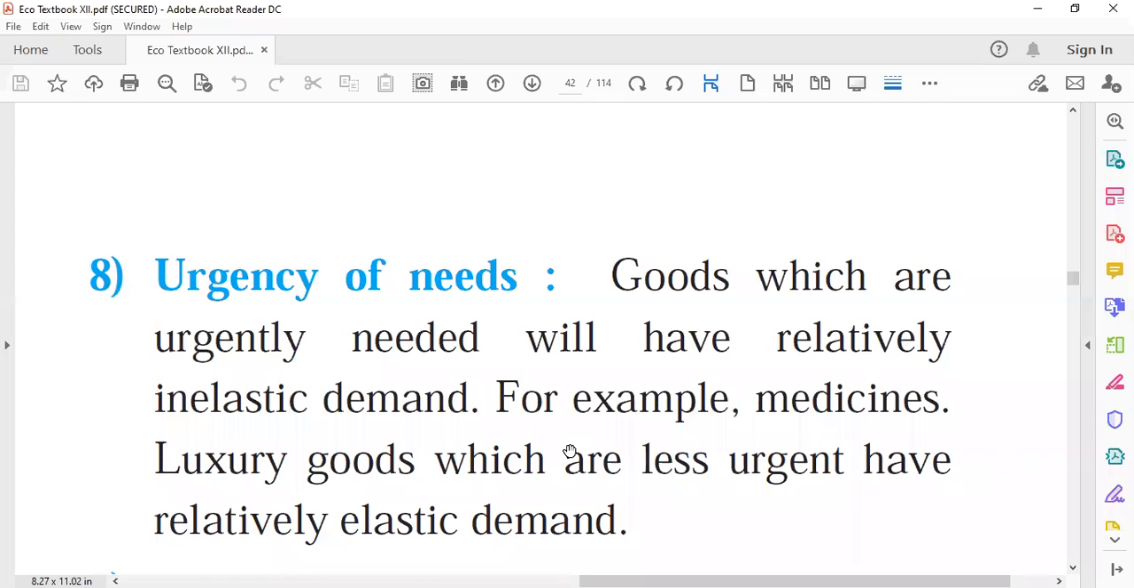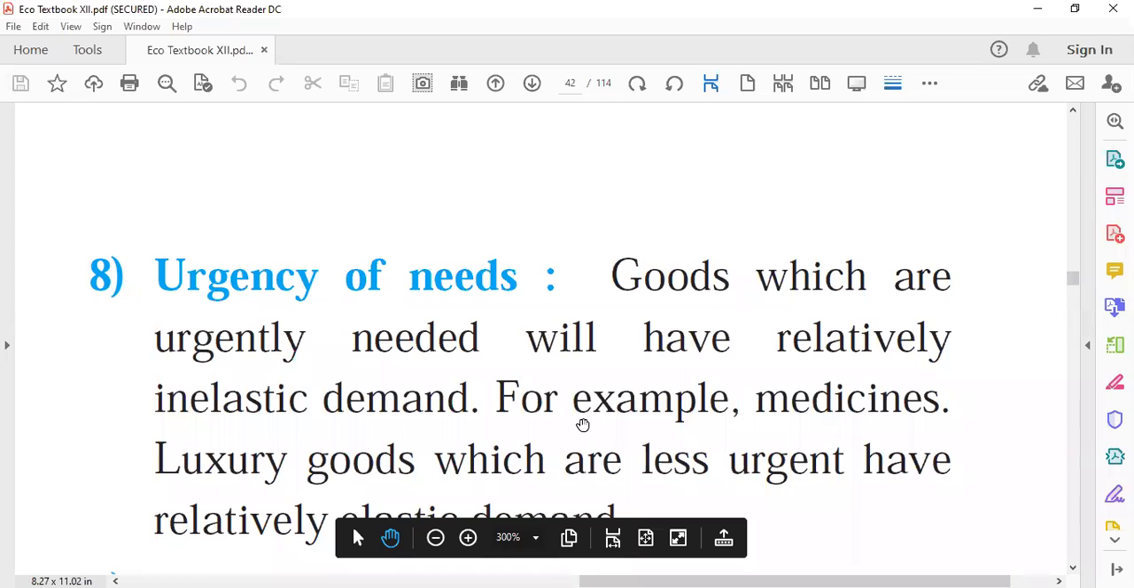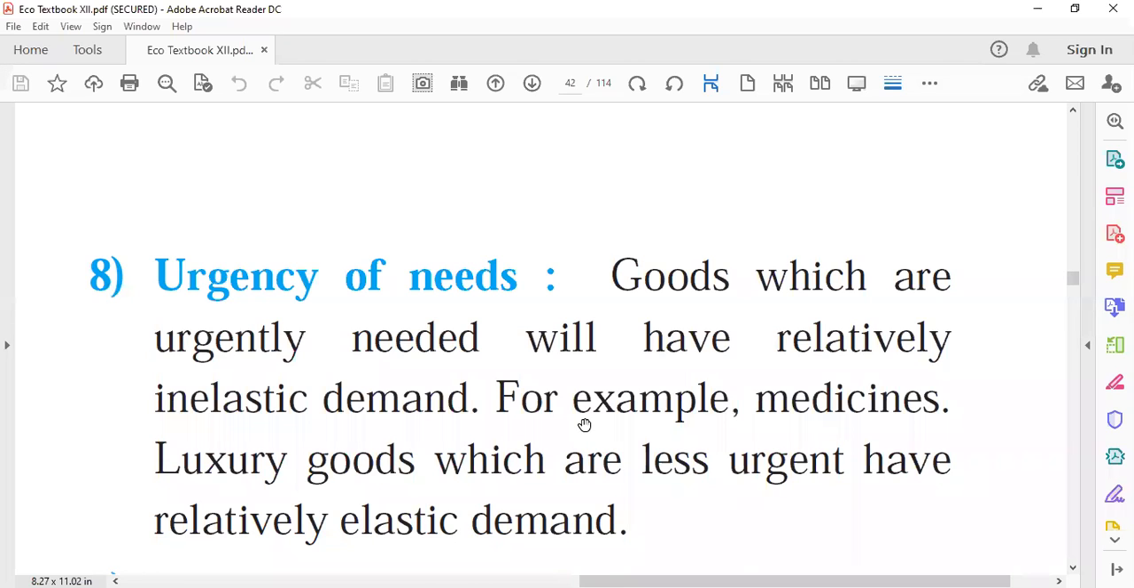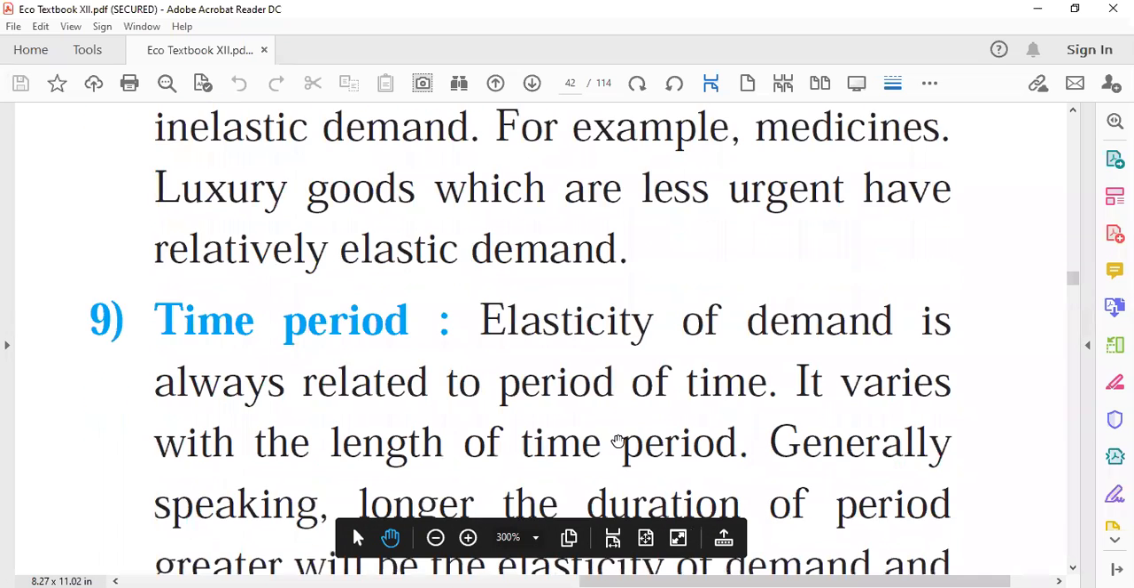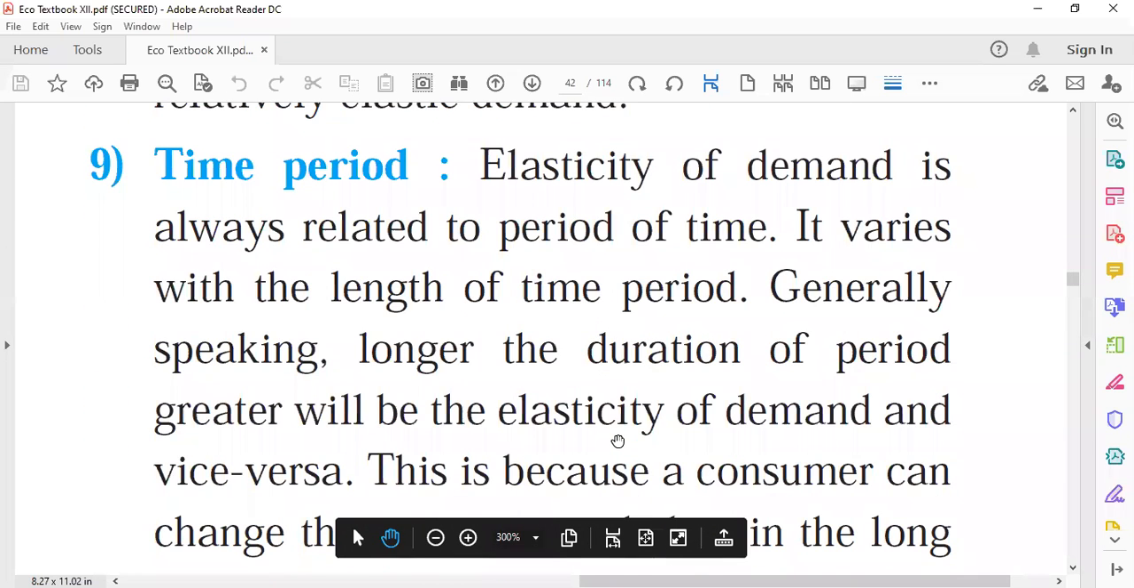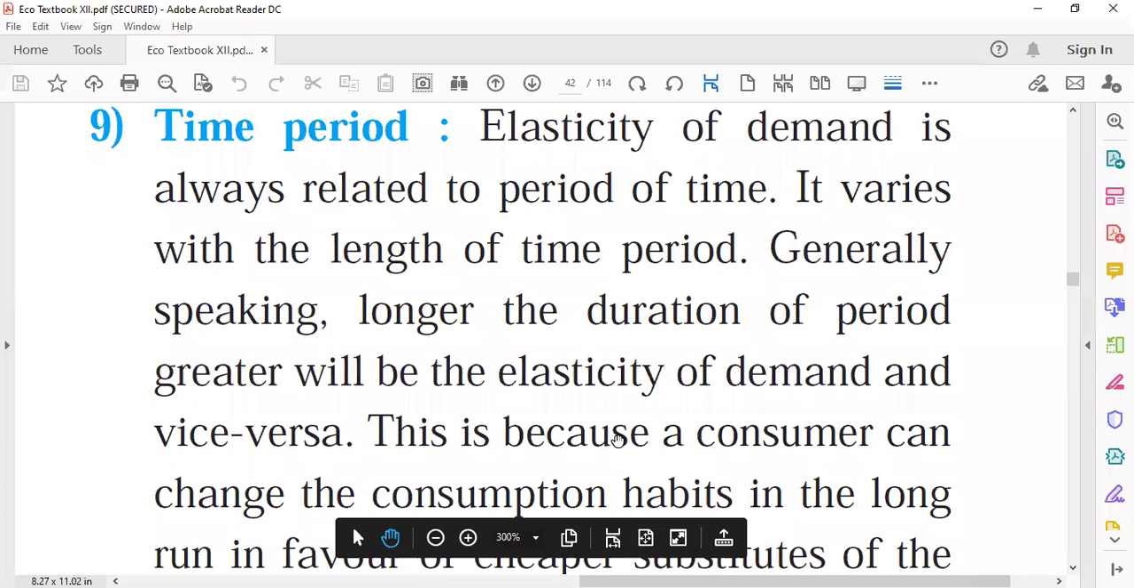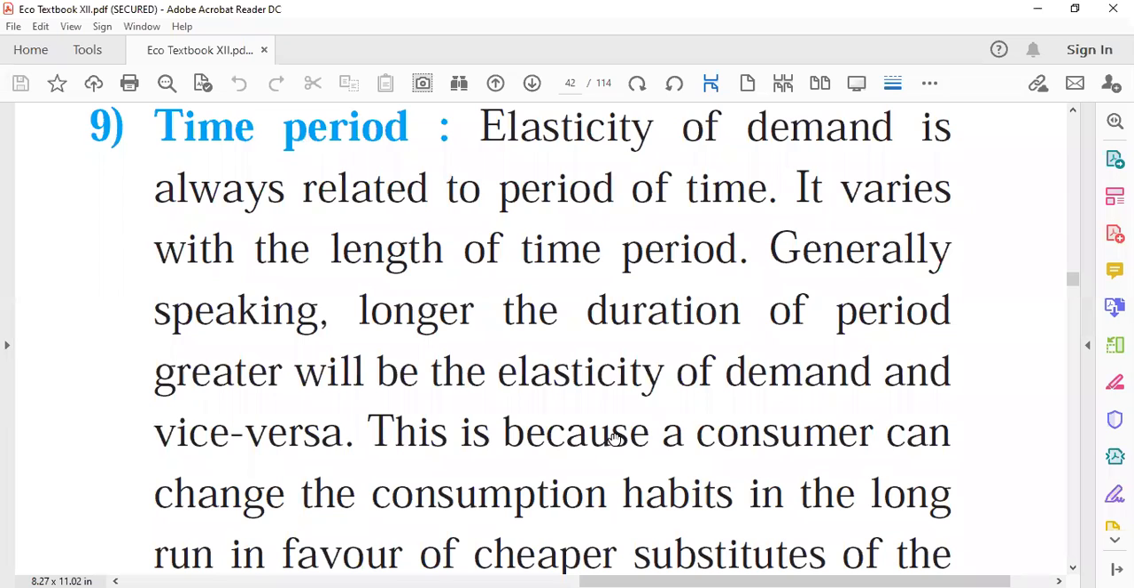But the goods which are less urgent, and we can postpone the consumption of such goods, in that case, the demand for such goods is relatively elastic. We can take the example of luxurious goods like furniture, car. The postponement of the demand is possible. Therefore, the demand for such goods is elastic.